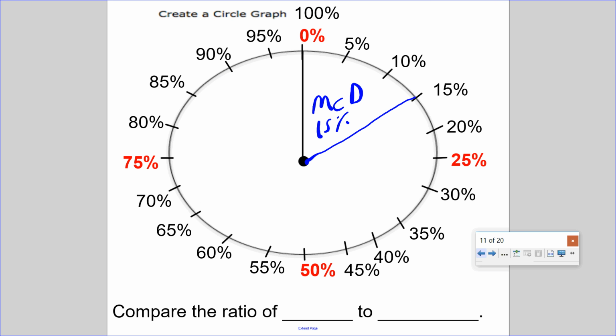Wendy's was selected by 25%. Would that go right here? No, it would not, because if you put 25% here, from here to here, that's only 10%. It's 25% more. So what is 25% more? 5, 10, 15, 20, 25. That's from 15% to 40%. So that's Wendy's, which is 25% more, about a quarter, 1/4 of the circle graph.